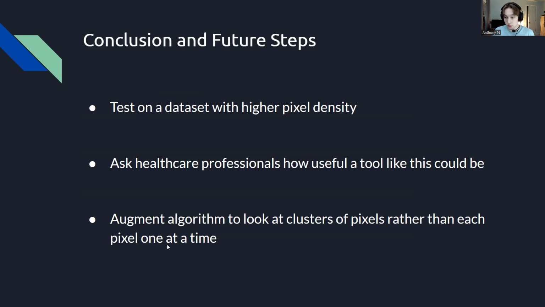So in conclusion, I was able to develop an image classifier as well as an explainable tool on top of this image classifier. In the future, I would like to test this example AI on a data set with higher pixel density, so we can really see the more nuanced pieces of the lungs. Then I would like to ask healthcare professionals how they think this could help. I would also augment my algorithm to, instead of going pixel by pixel, break it down into a group of pixels and then smaller and smaller, so it's maybe more efficient at classifying.